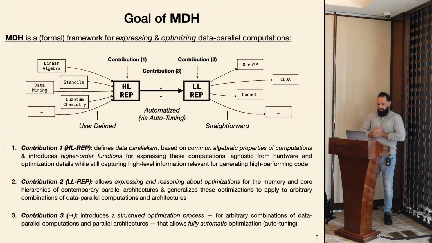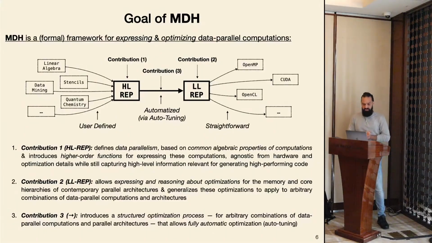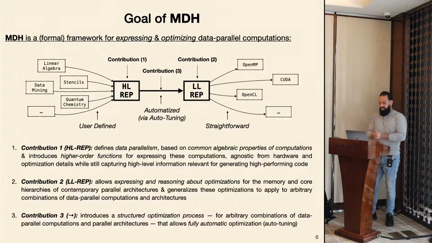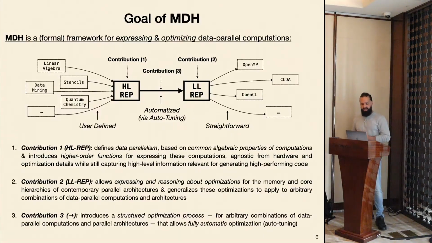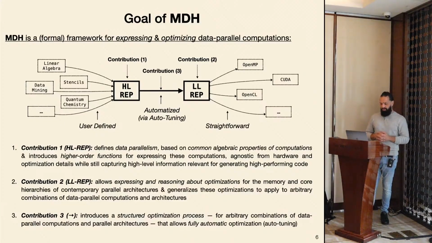So the second major contribution of the MDH approach is the low-level program representation. In this representation, we really try to explicitly express and reason about optimizations for the memory and core hierarchies of modern parallel architectures like GPUs and CPUs. And we also try to generalize these optimizations so that they apply to arbitrary combinations of a data parallel computation and a parallel architecture here.